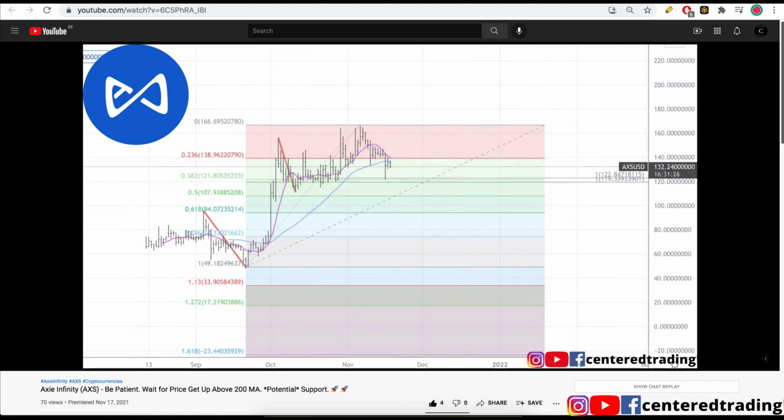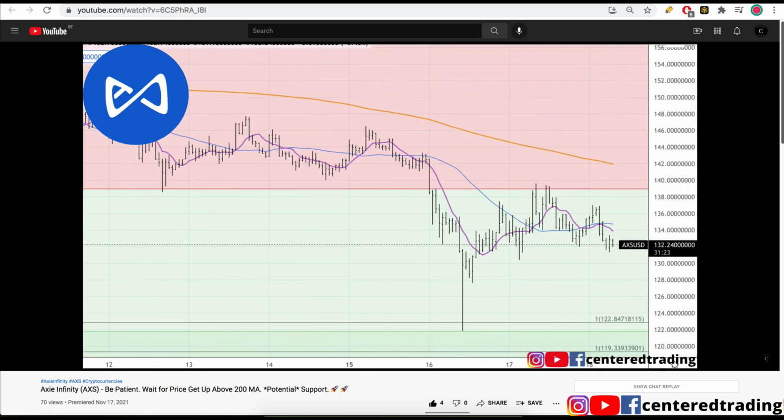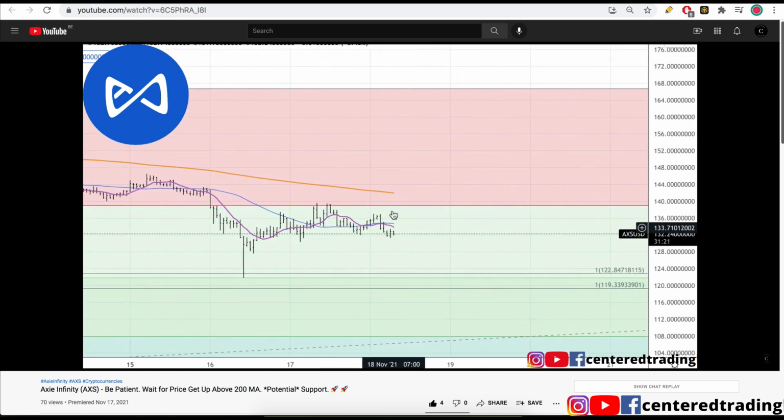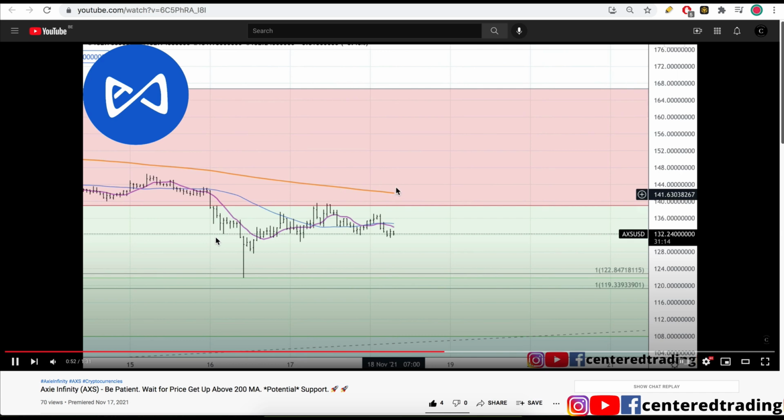Jumping down to an hourly chart, we see that price is trading below the 200 moving average. So we want to be patient with this one. We want to make sure there's strength coming to this chart. Establish a series of higher highs and higher lows above that 200 moving average.